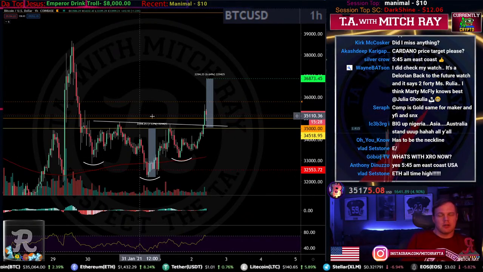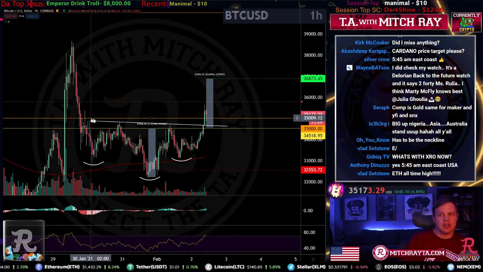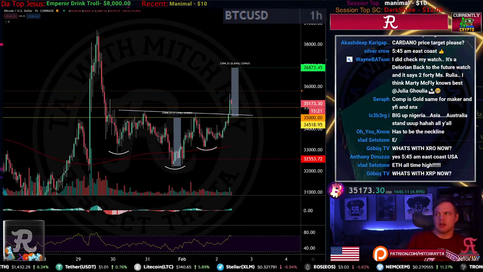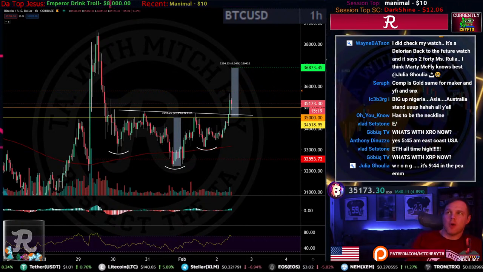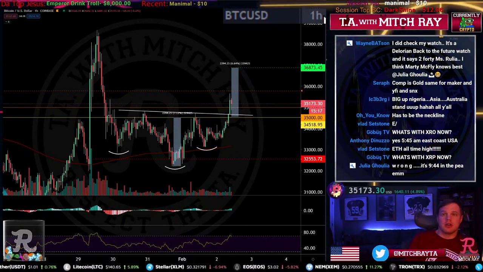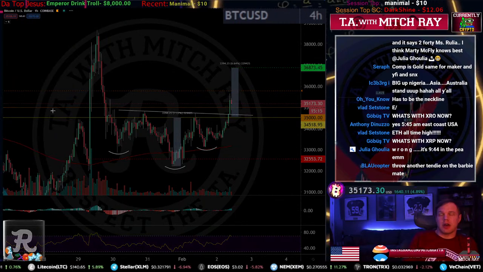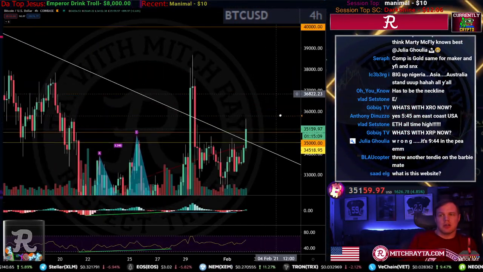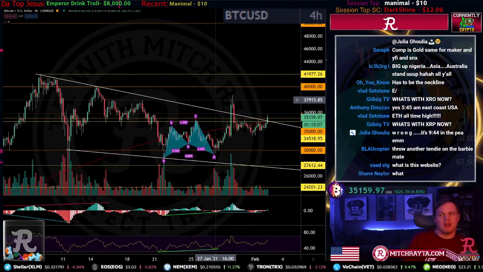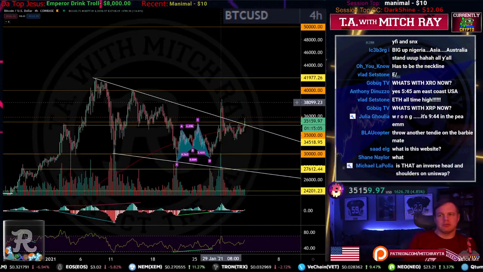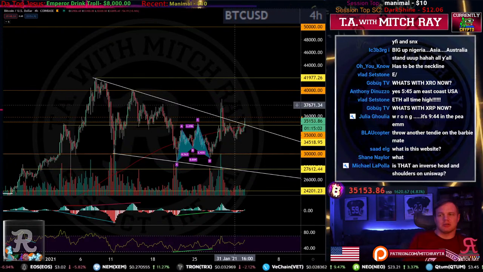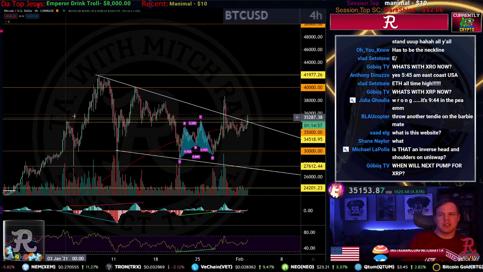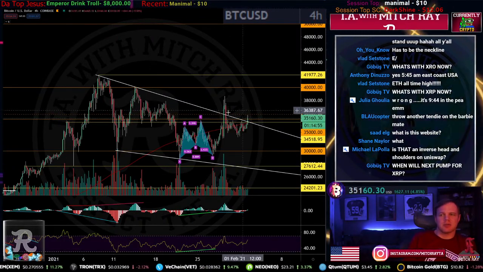I don't know, man. If the psychological support's too strong, how can it get down to that neckline? So, you got 15 minutes till the 60-minute close. You got 1 hour, 15 minutes till the 4-hour candle close. I don't think you want to close below 35K on the 4-hour. I mean, yeah, people would say include that. I don't know. I'm not including it. It's not just the downsloping resistance. It's the horizontal line support resistance that is so important.